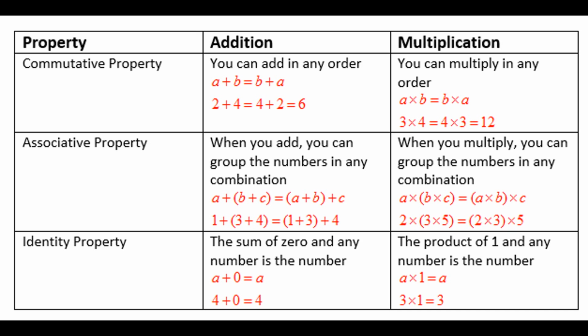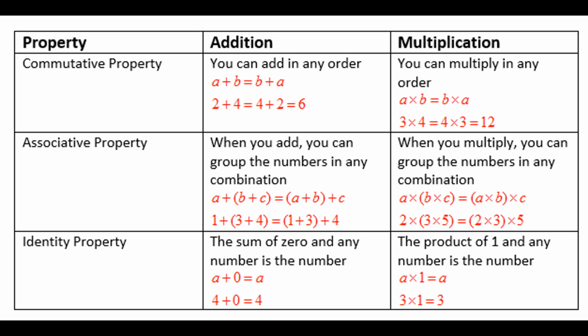Then we have the fourth one, which is the identity property. The identity property states that the sum of 0 and any number is that number. So a + 0 = a. A good example: 4 + 0 = 4. So the identity property states that the sum of 0 and any number is that number.